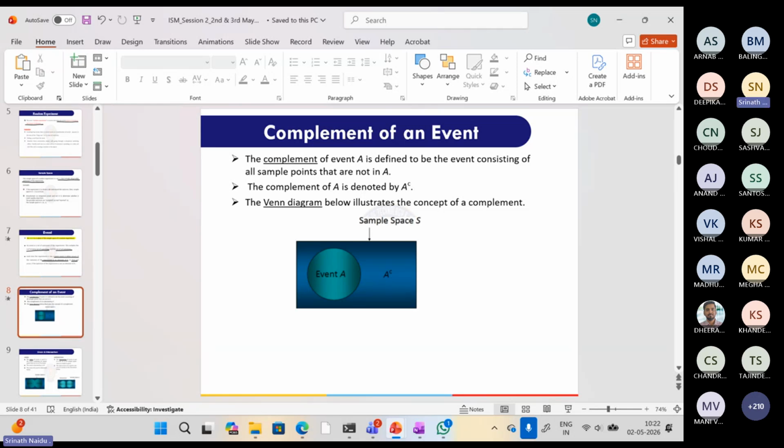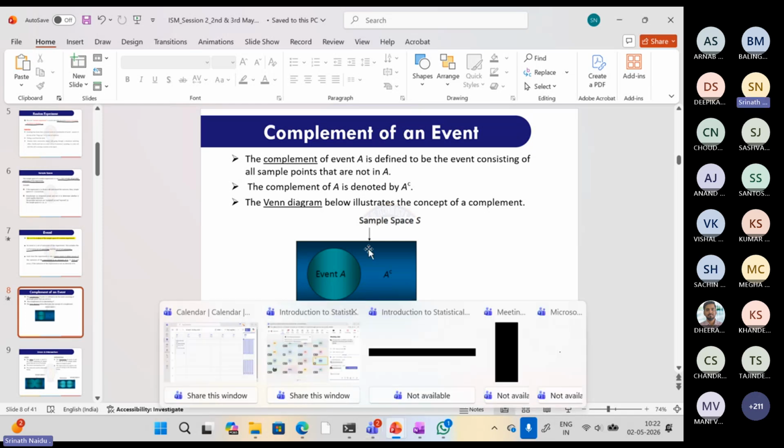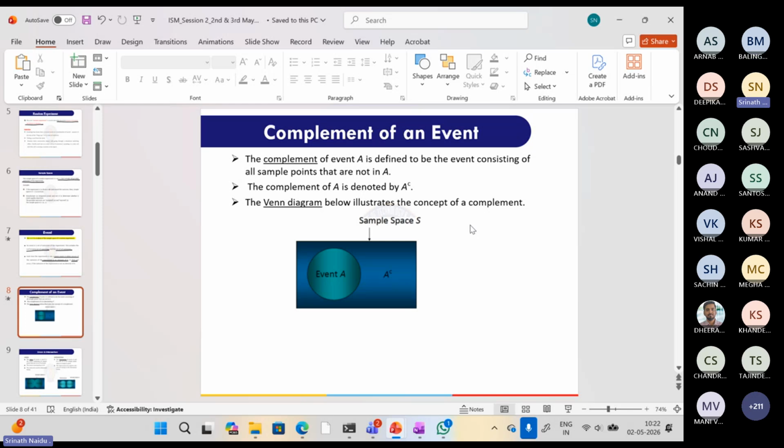So I have to formalize it, right? Now, I can also talk about the complement of an event. The complement of an event is defined to be the event consisting of all sample points that are not in A. So if I look at my example of odd face of the die, 1, 3, and 5 represent outcomes that belong to the event A.